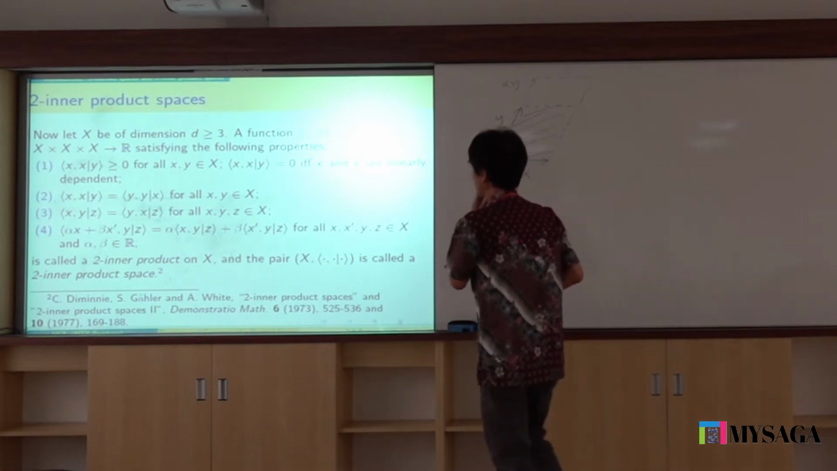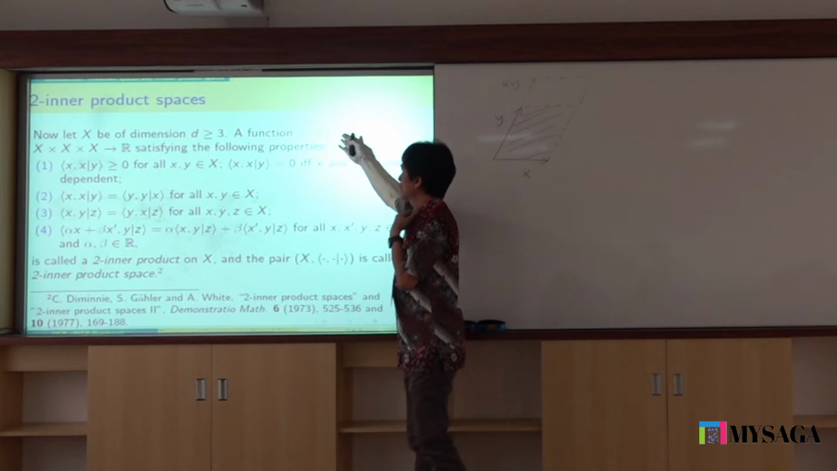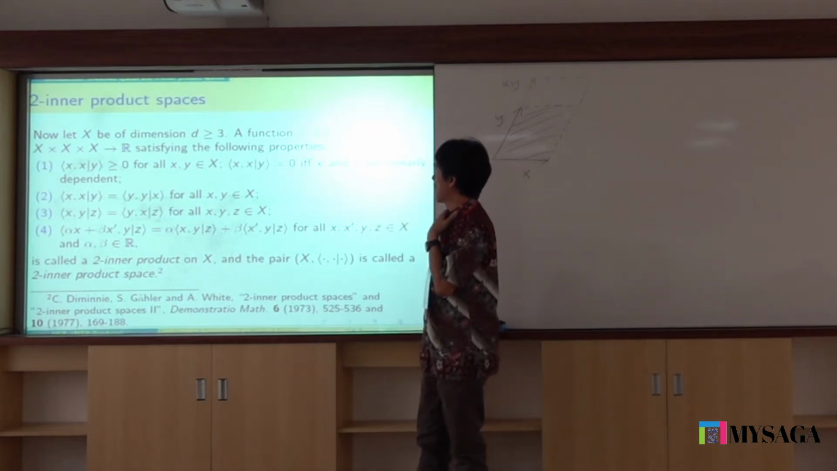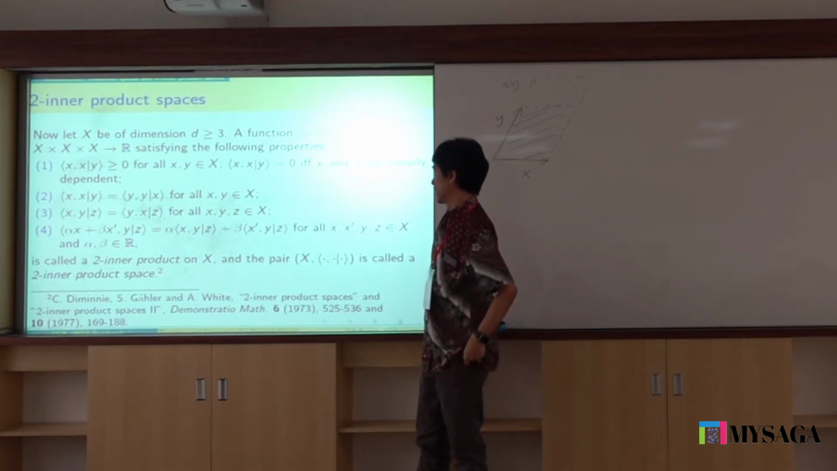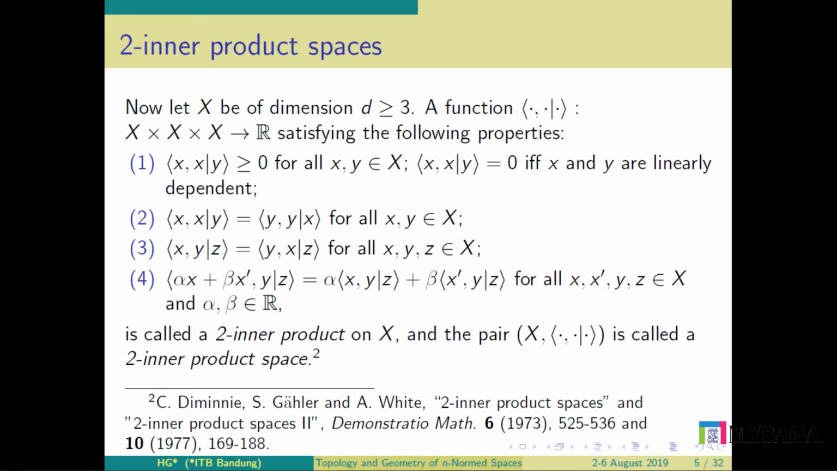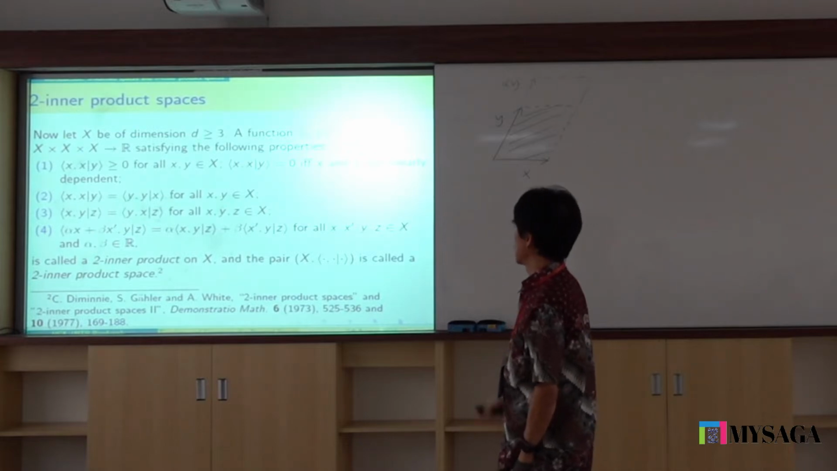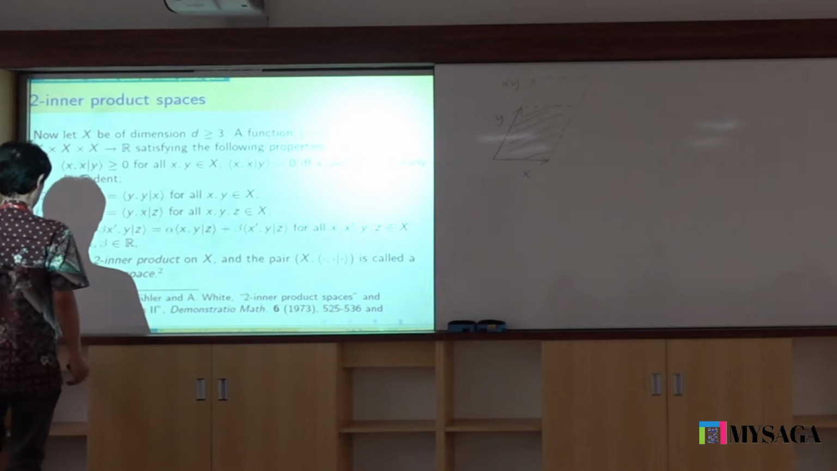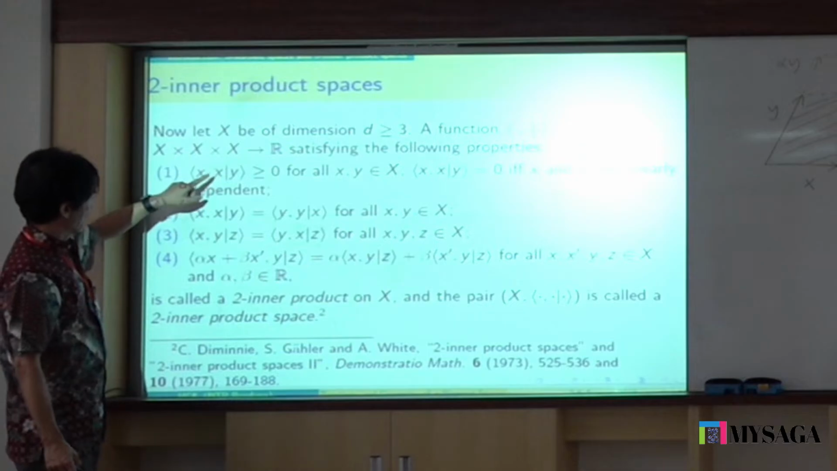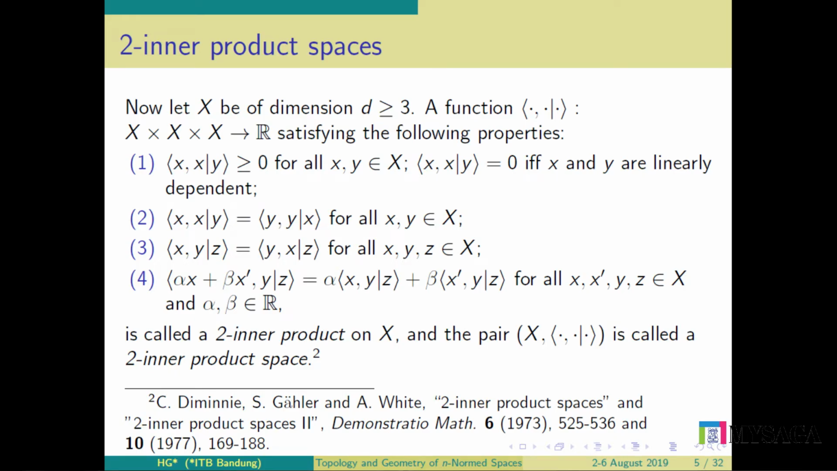And then if x has at least 3 dimensions, then we can also have this mapping with these 4 properties, which is called the two inner product on x, and the pair is called two inner product spaces. I will explain why people come up with this function soon after this. But in this function, the notation that people normally use now.